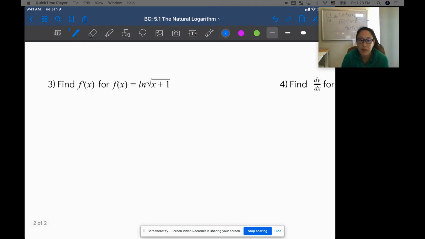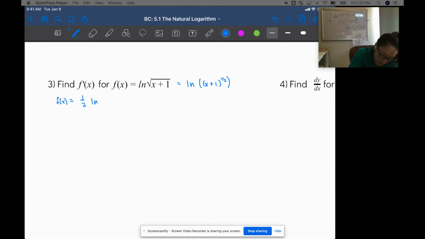We're going to find the derivative for f of x is equal to the ln of the square root of x plus 1. I am going to rewrite this because this makes me uncomfortable. The ln of x plus 1 to the 1/2 power. And then I see I have some power property going on. So this is f of x is equal to 1/2 times the ln of x plus 1. And then it's time to take the derivative.